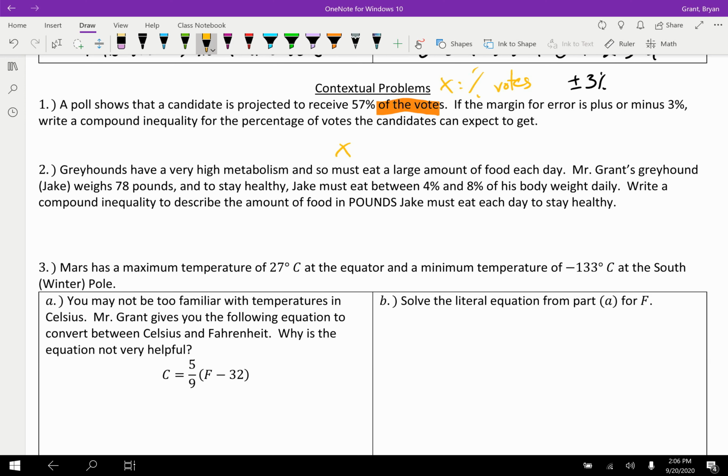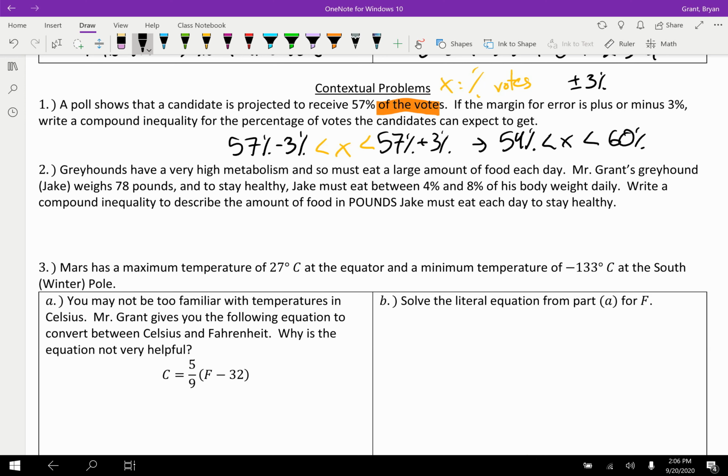Well, we know that x is going to be in between two values. We'll talk about the equal to in just a second. We know that the largest percent of votes that they could ever receive is 57% plus 3%, and the smallest that they could receive is 57% minus 3%. That's what our plus minus here means. So when we clean this up, 57 minus 3 will be 54%, which is less than x, and 57 plus 3 is 60%.